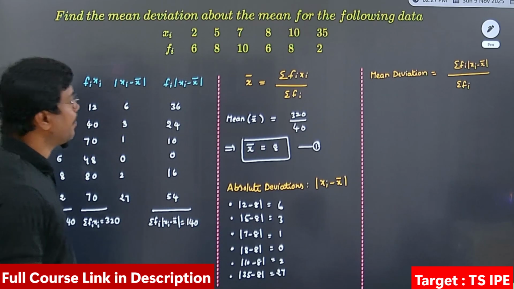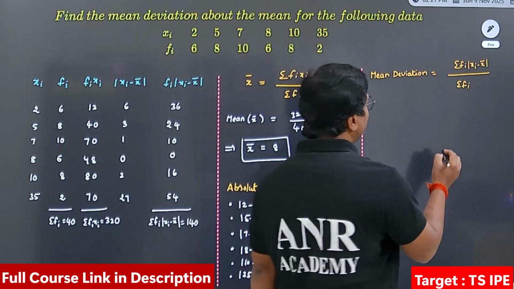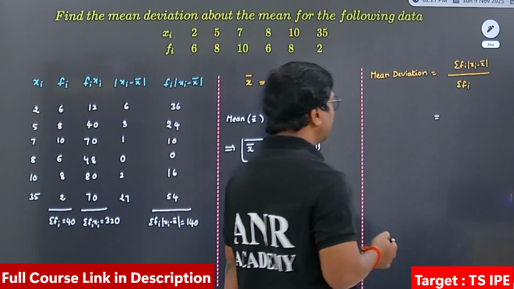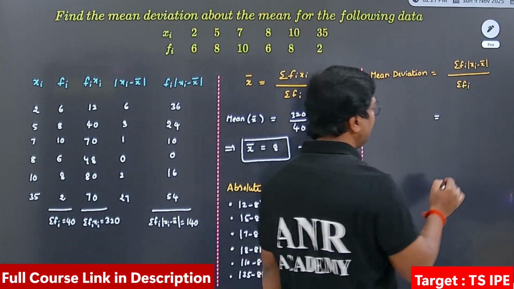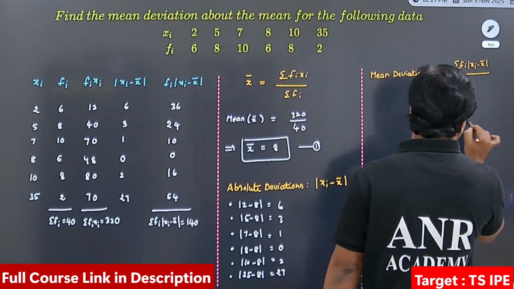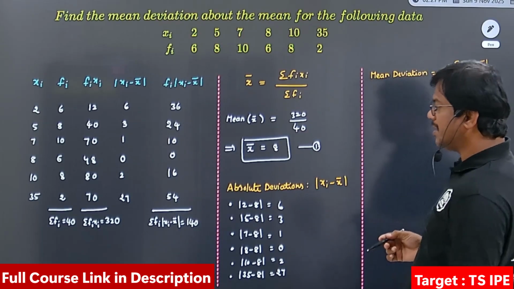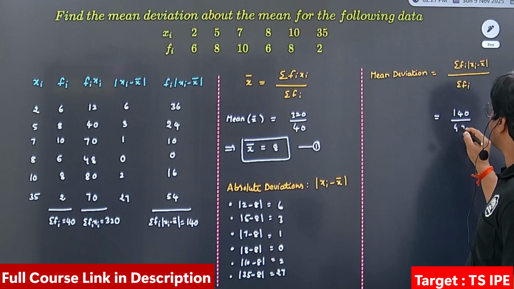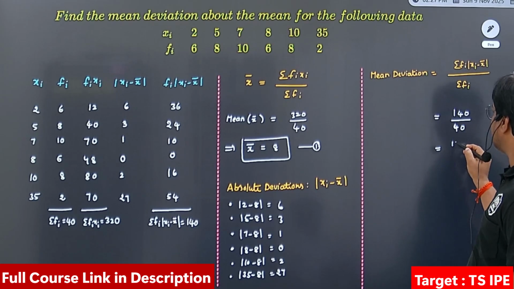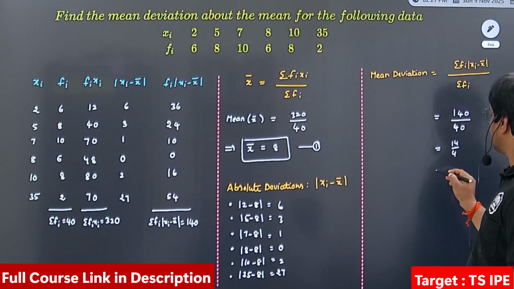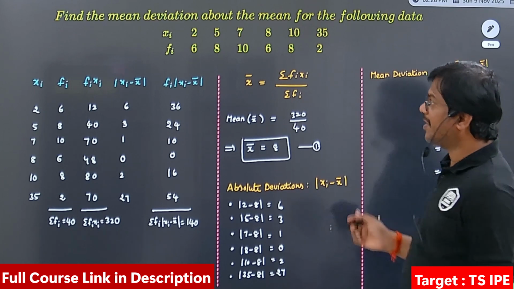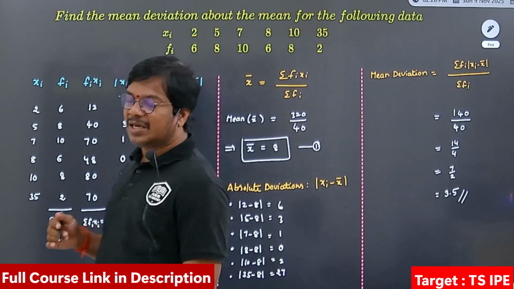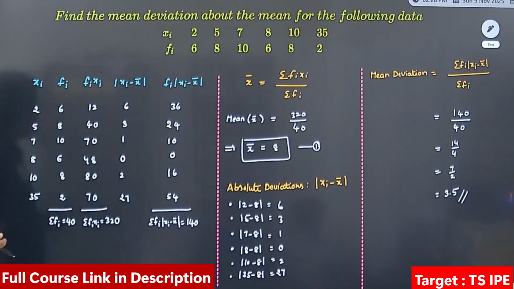Now, mean deviation I am going to write. You know that summation fi mod xi minus mean value is 140. Now this is 140 divided by, what is summation fi? Summation fi is 40. So on simplification, 14 divided by 4, that is 7 divided by 2. Finally, we get 3.5 as the required answer. This is the mean deviation about the mean of the following data.